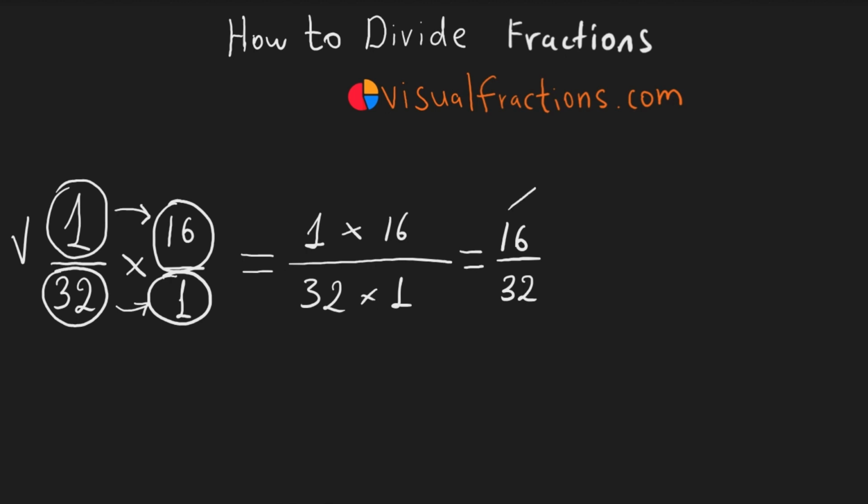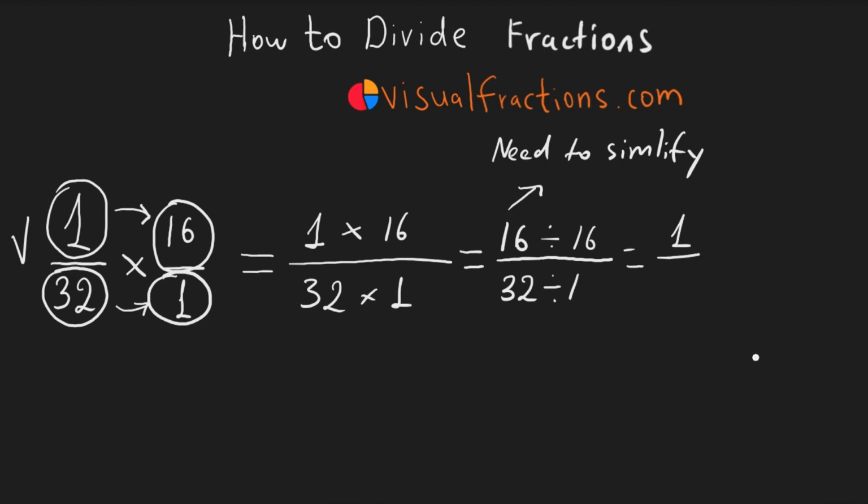But we're not finished yet. This fraction can be simplified. Both the numerator and the denominator are divisible by 16, the largest number that can divide both. 16 divided by 16 is 1. 32 divided by 16 is 2. So, 16/32 simplifies to 1/2. That's our final answer.